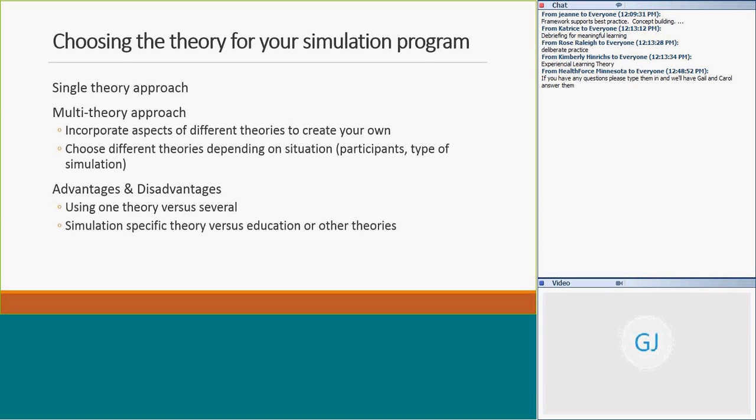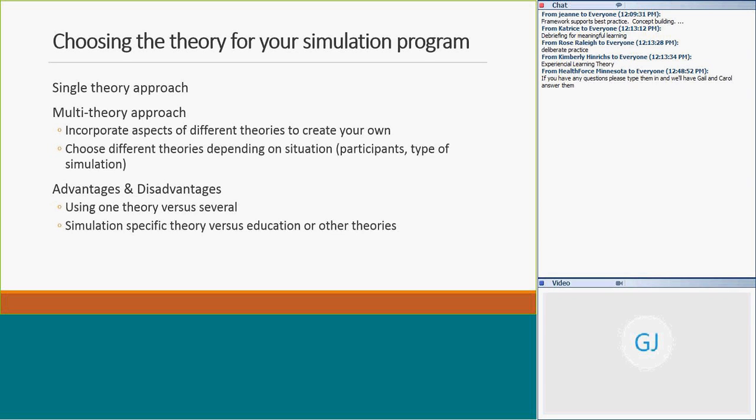A multi-theory approach might incorporate aspects from different theories to create your own. Perhaps you choose different theories depending on the situation, the participants, the type of simulation you're doing, the level of the participants' education. So there's a number of different approaches to choosing a theory for your simulation program. There are advantages and disadvantages of using a single theory versus several, and some of the comments that were made earlier indicate you've thought about that a little bit.